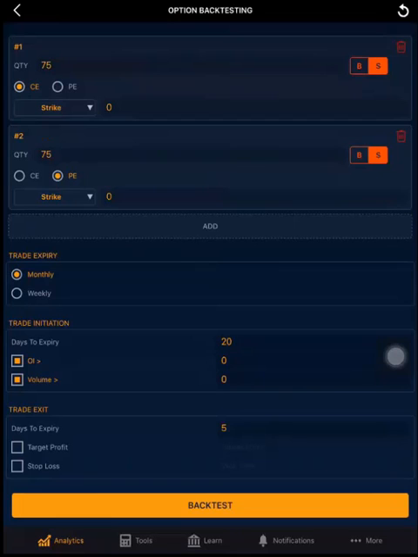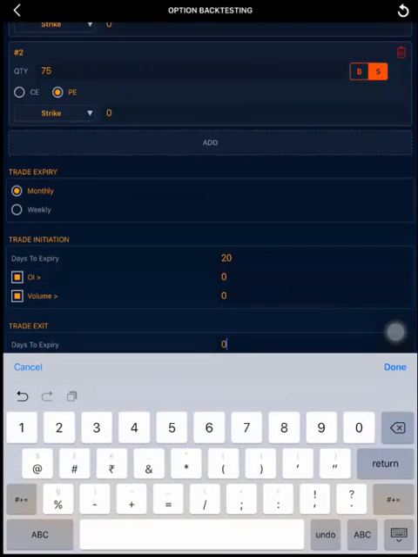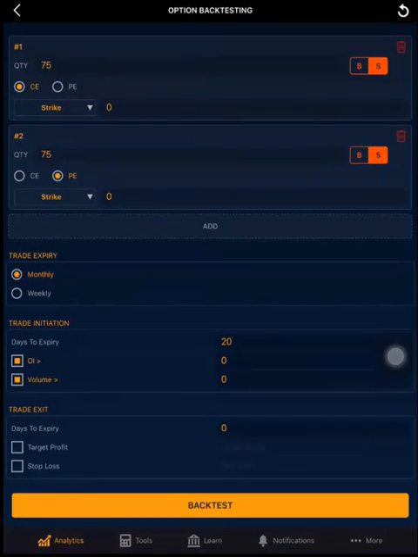I need to know my nature. I need to know how much time I stay with a strategy, and then backtest it. Okay, so now let's first do 0 only. So I am doing 20 days before and exiting on 0.